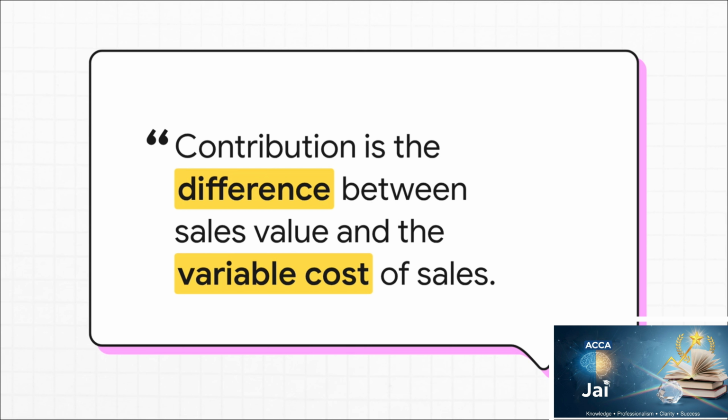This quote explains it perfectly. You take your selling price, you subtract all the variable costs that went into making that one item, and whatever is left over, that's the contribution. Every single unit you sell contributes that amount of money towards paying off all the company's big fixed costs for the month. And once those are covered, everything after that is pure profit.